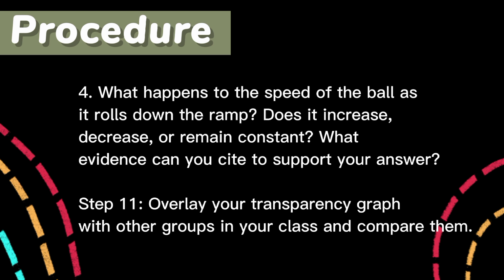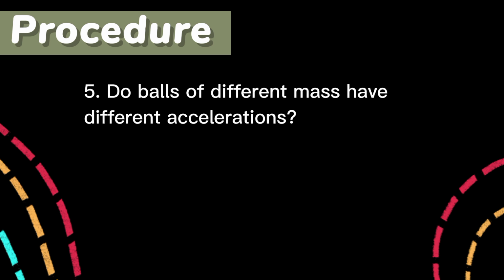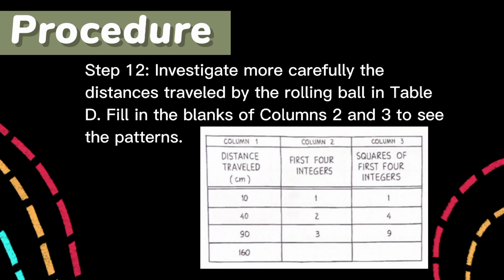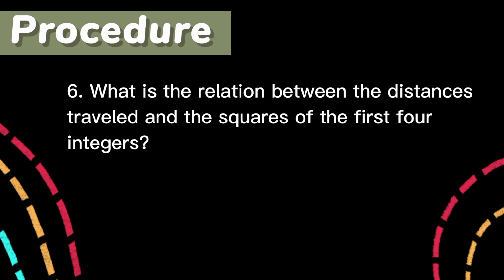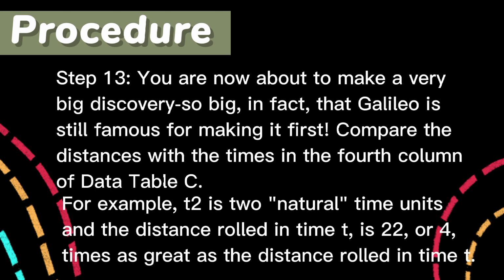Step number 11. Overlay your transparency graph with other groups in your class and compare them. Number 5 question. Do balls of different mass have different acceleration? Step number 12. Investigate more carefully the distances traveled by the rolling ball in Table D. Fill in the blanks of columns 2 and 3 to see the pattern. Number 6 question. What is the relation between the distances traveled and the squares of the first four integers?